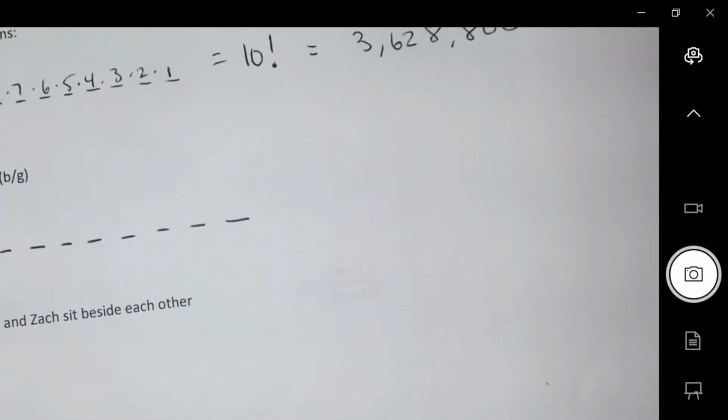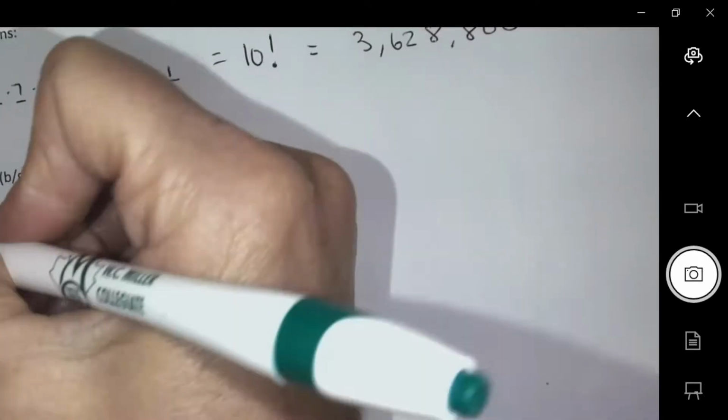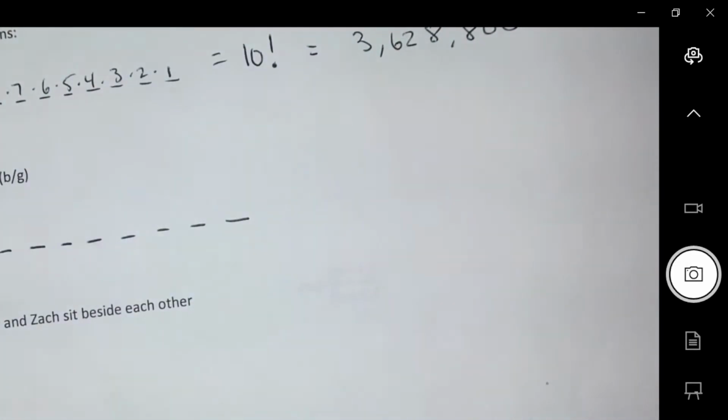How many options do I have on my second chair? What did you say? 5. Because I'm going to pretend it happened to be a girl on the first chair. So if it was a girl on the first chair, then I have only 5 choices because it now has to be a boy. So now if that, let's say, was a boy, now I'm back to girls.